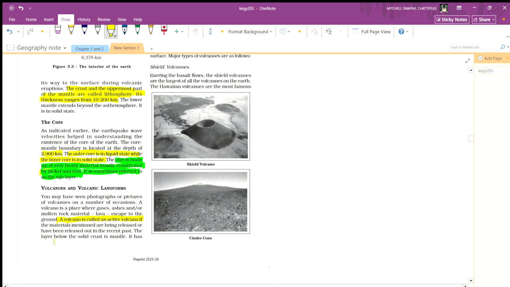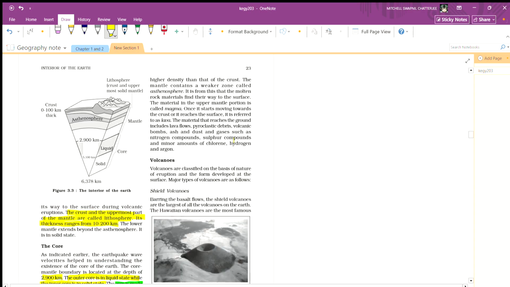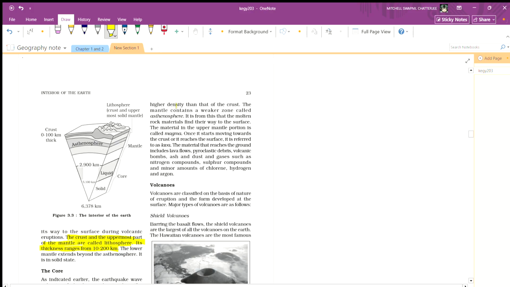The layer below the solid crust is the mantle. It has higher density than that of the crust. The mantle contains a weak zone called the asthenosphere. It is from this that the molten rock materials find their way to the surface.